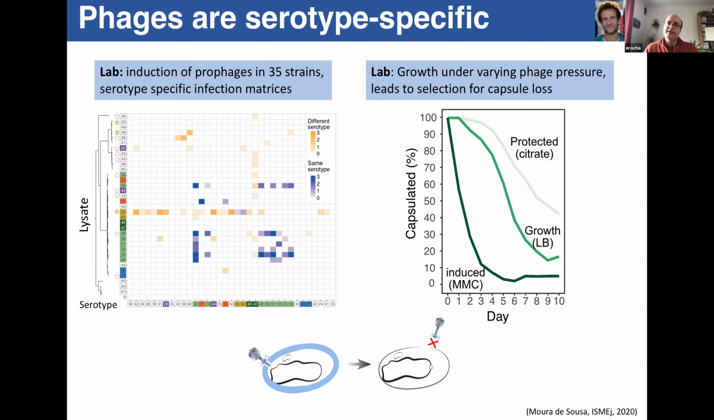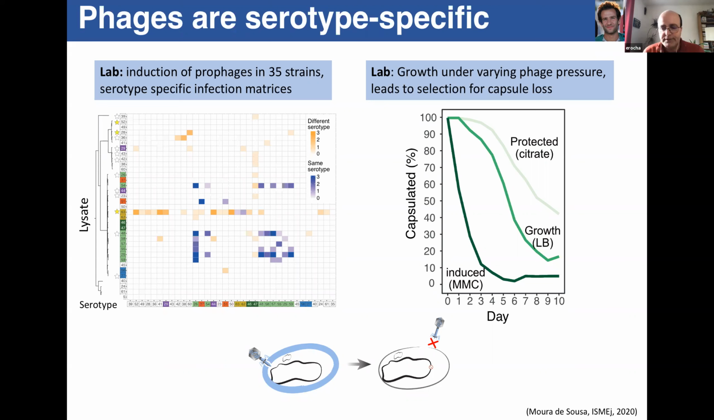So what it suggests is that indeed phage pressure can be sufficiently strong to lead to selection of capsule loss in bacteria. Because when the bacteria lose the capsule, they eventually become almost immune to a large number of the phages that were previously capable of infecting them.